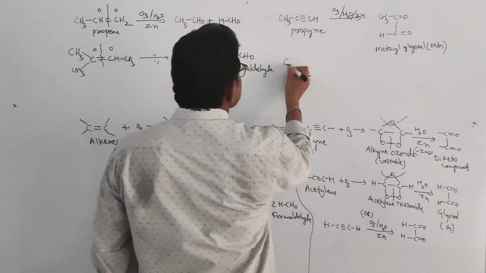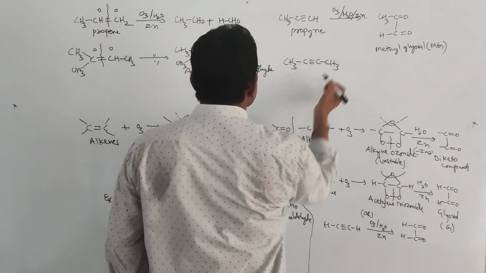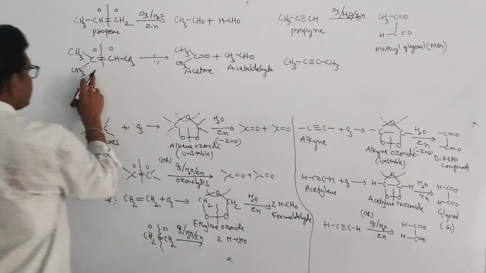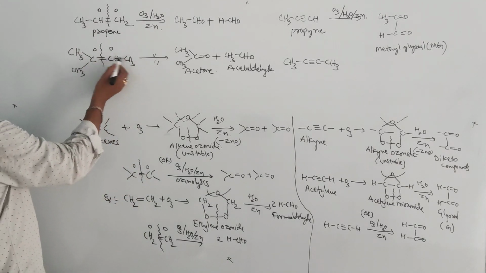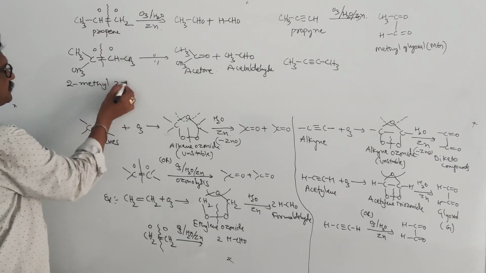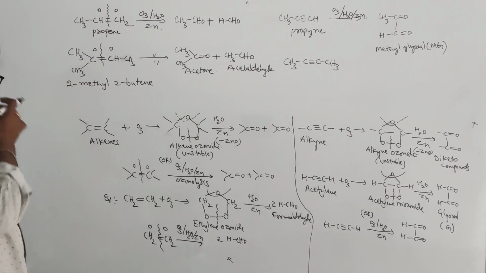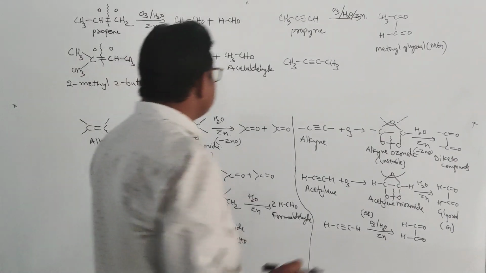Now I take here CH3 C double bond C CH3. What is the name of this compound? See, 1, 2, 3, 4. This is 2-methyl 2-butene. The reactant is 2-methyl 2-butene. On ozonolysis it gives 1 mole of acetaldehyde and another mole of acetone.